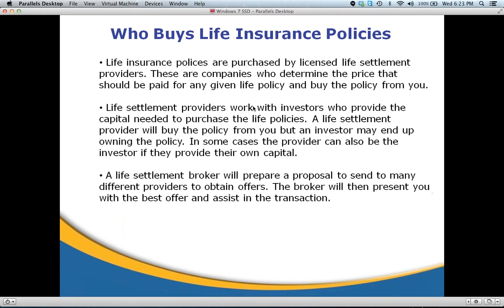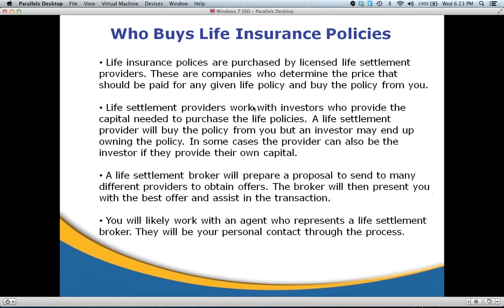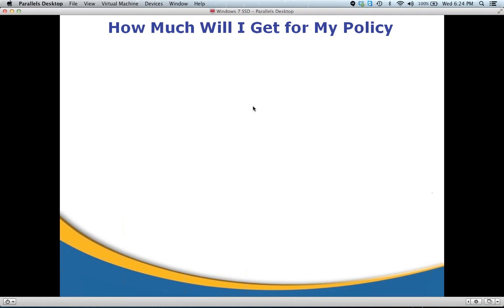A life settlement broker will prepare a proposal to send to many different providers to obtain offers. So a broker goes to many providers and shops the market and then presents you with the best offer to assist in the transaction. Now, you're likely going to work with an agent who represents a life settlement broker. So the agent will be your personal contact. They'll help you fill out the application. They'll send that off to the broker. The broker will go shop the market of providers, and then the providers will send back the offers to the agent, who will then present it to you, the client. So those are all the different steps in the process.